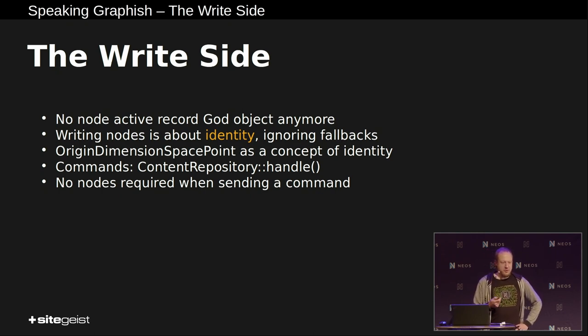These commands are a bit more complicated than the queries, but it's manageable. So we have this, as I already said, origin dimension space point. It's a concept of identity. Where was this node created, in what language, for example? Then when we have commands, we just send them to the content repository. So you just create a new command, for example, create a node aggregate with node, set the parameters, say content repository, handle this, and you're done. And again, in the past, you first needed to fetch a node before you could create a new node. That's no longer needed because all these commands also work with identifiers.